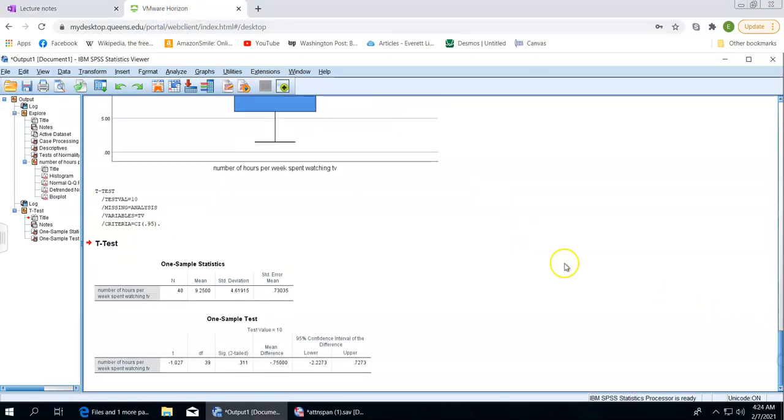All right, so now what are we looking for? Well, they gave us the sample size, the mean, and the standard deviation. That was good, although we already had that. This tells us our test statistic and our p-value. And this is the p-value for the two-tailed test. So if we wanted to test for mu not equal to 10, this would be our p-value.